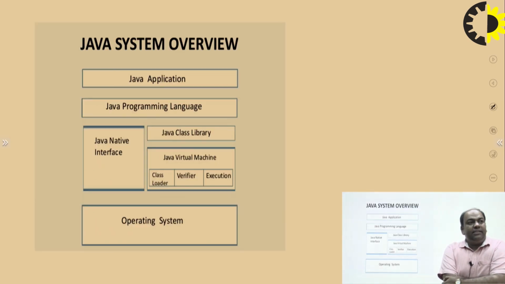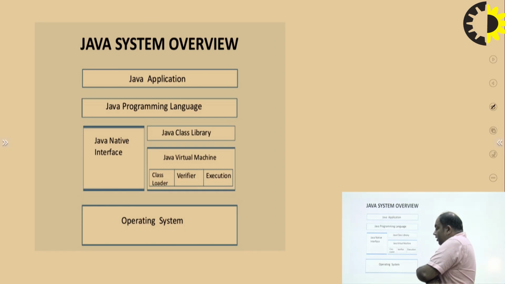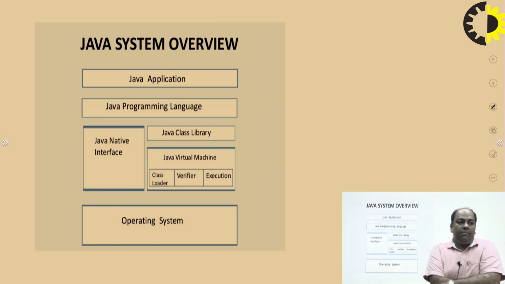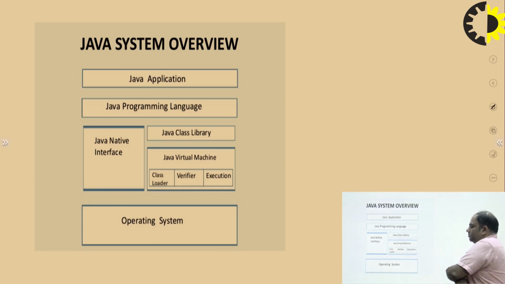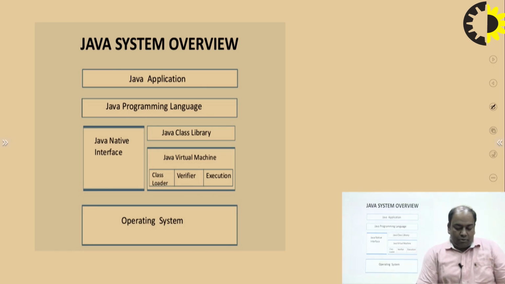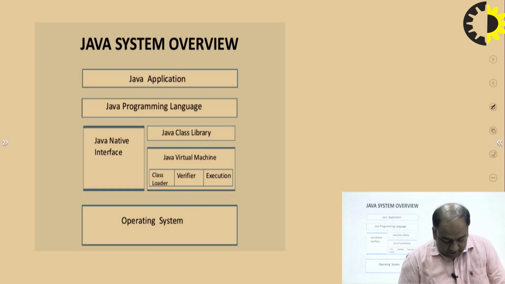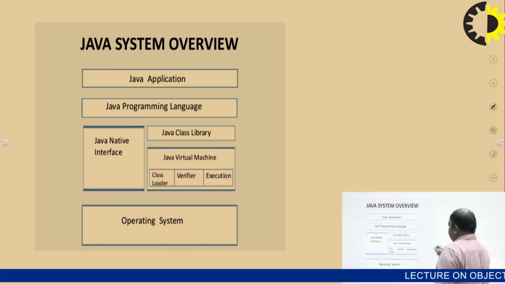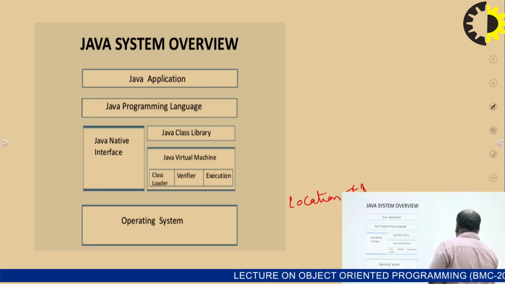Next, this is the system overview, in which at the bottom we have the operating system. In the operating system we have the DOS command, or in other words the command prompt. Through the command prompt we can run a Java program. For running a Java program, we simply type the location of the Java program.